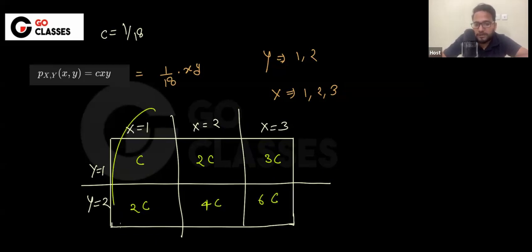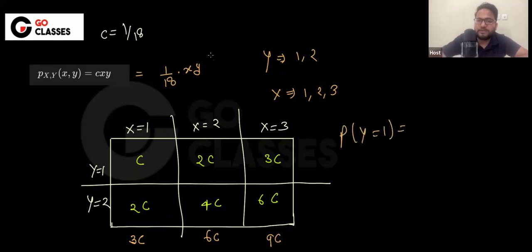Now they're asking, this will be 3C, right? This will be 6C, this will be 9C, like that, right? So it will be 3C, 6C, 9C. How much is the probability that Y is being 1? Tell me fast. What is the probability that Y is being 1?